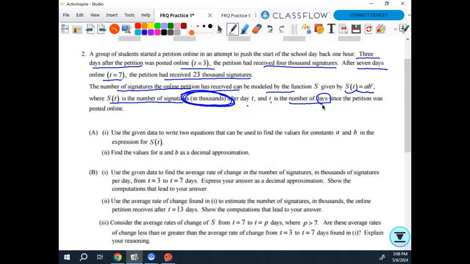So here's what I know right now. I know that I have an ordered pair that's 3. So it's 3 had 4,000, but it's 4 because it's in thousands. And 7, 23.